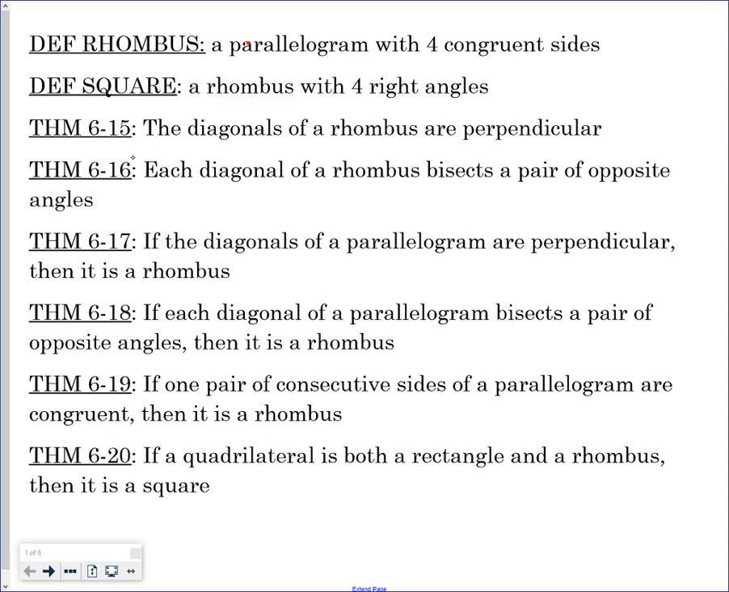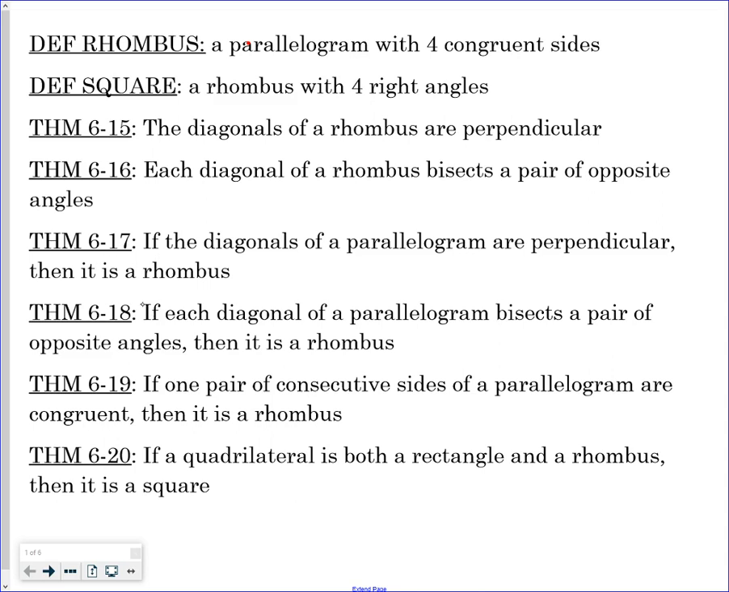And then we have a couple theorems, forward and backwards. So theorem 6-15 says the diagonals of a rhombus are perpendicular. That's new. We haven't had that yet, right? And then theorem 6-16 says each diagonal of a rhombus bisects a pair of opposite angles. We haven't had that yet, okay?